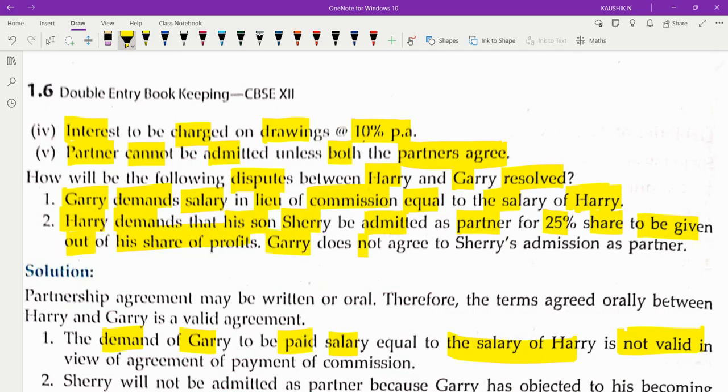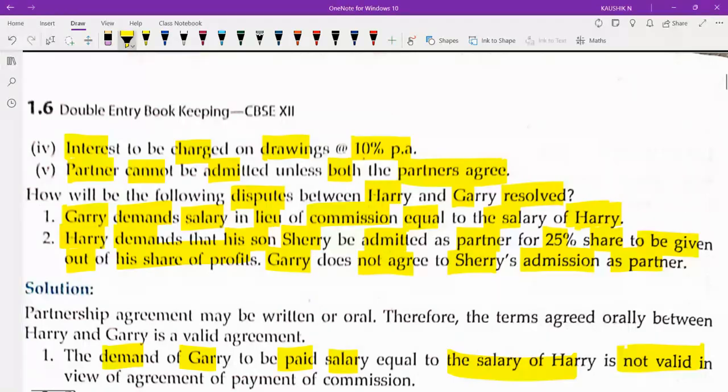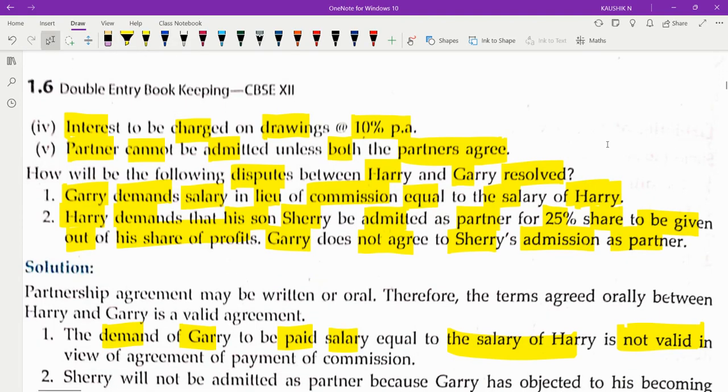Gary does not agree to Sherry's admission as a partner. So now tell me, it was mentioned in the deed very clearly that a partner cannot be admitted unless both the partners agree. Now here, among these two partners, Gary and Harry, Harry wants to bring her son, but Gary is not accepting it. So what will be your answer? Is it possible to bring Sherry into the business as a partner?